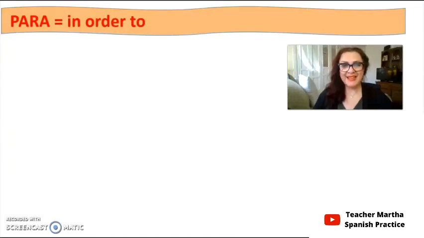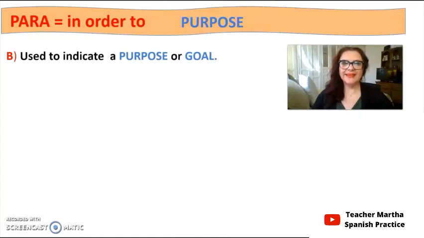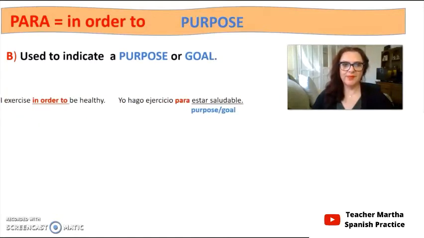Okay, second. Para sometimes is used to say something in order to. And it means purpose. Indicates purpose or goal. I exercise in order to be healthy. Yo hago ejercicio para estar saludable. That's my purpose. That's why I exercise.